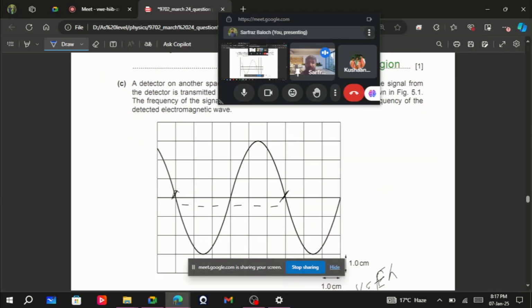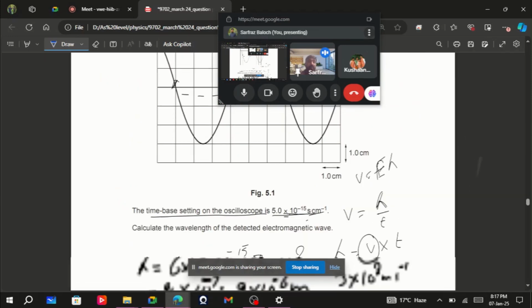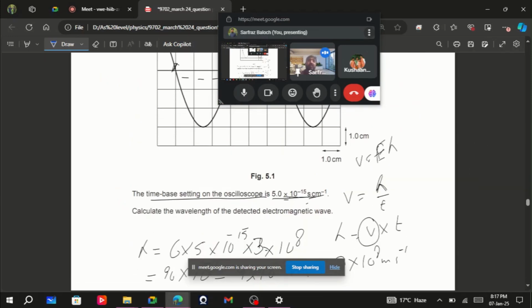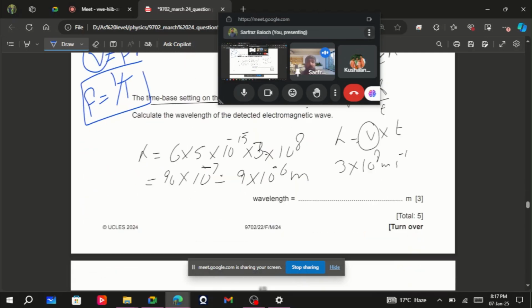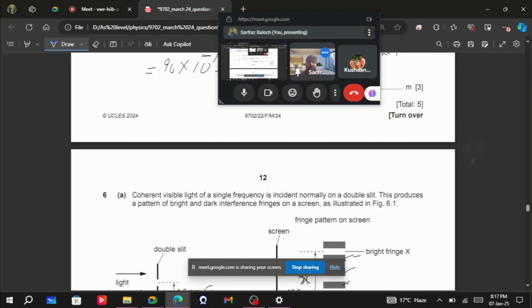Then next part is about waves. Whenever you are dealing with waves, you should remember this formula: V is equal to F lambda, where V is the speed of the wave, F is the frequency, lambda is wavelength. Also remember that F is always equal to 1 over T. Frequency is inversely proportional to the time period. So you should just remember this formula, and it is being used here.